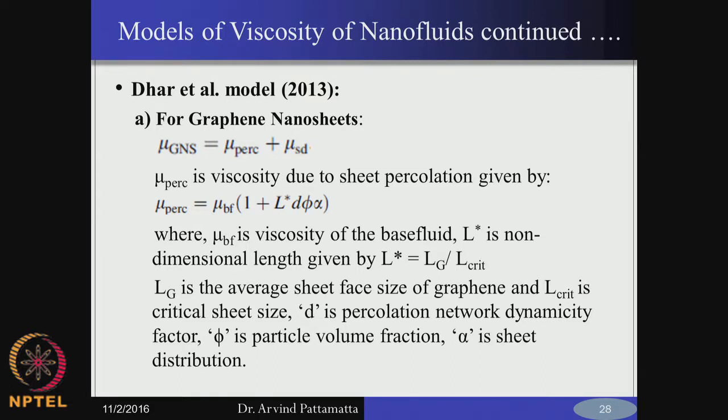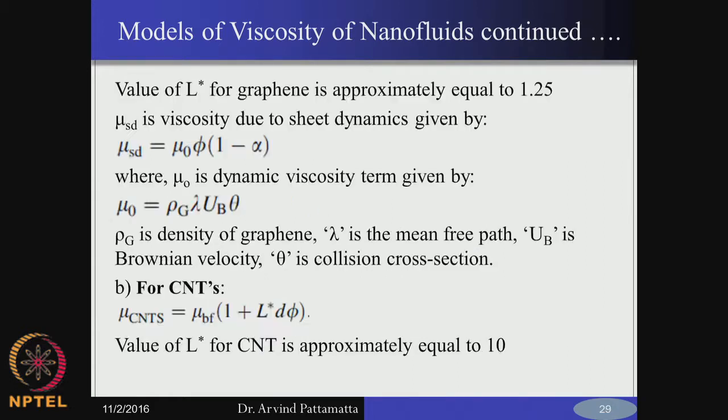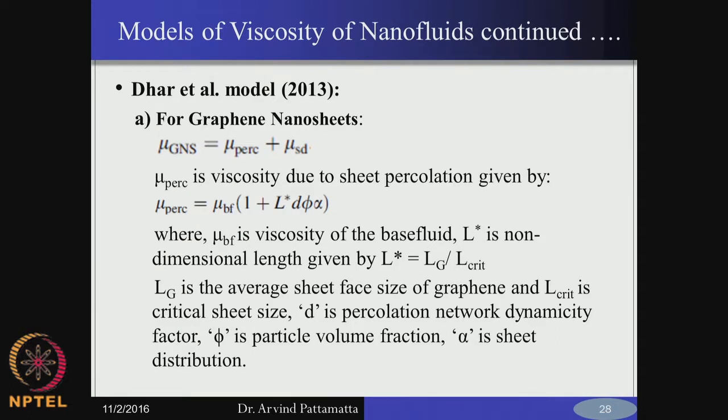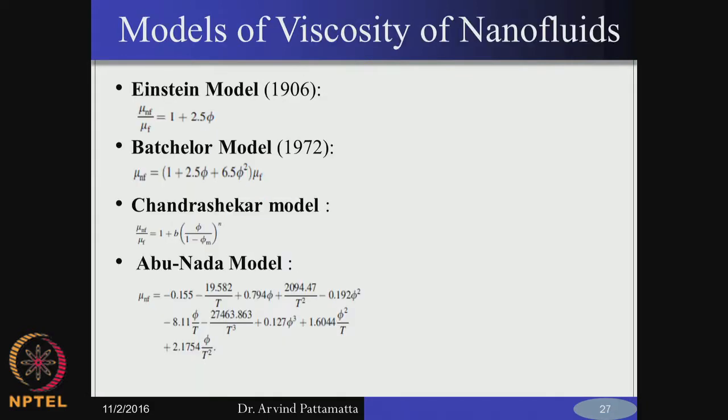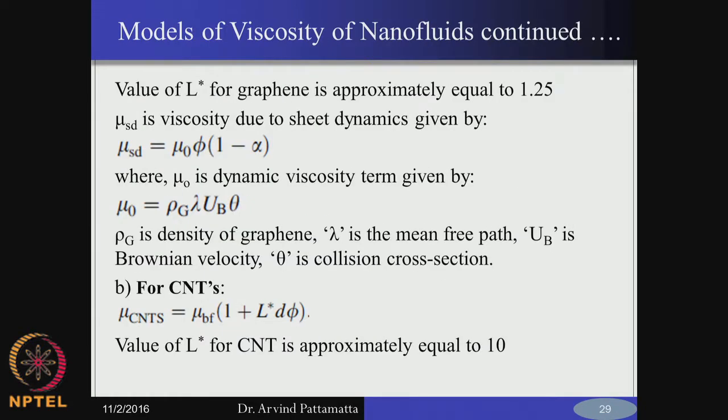D is called the percolation network dynamicity factor, phi is the volume fraction, alpha is the sheet distribution. If you take the case of pure spherical particles, the percolation component should be 0. In that case you only have the sheet dynamics component. If you substitute alpha equal to 0, you have only the sheet dynamics component and the percolation component will disappear. So, mu percolation will be only mu base fluid, plus the sheet dynamics component.